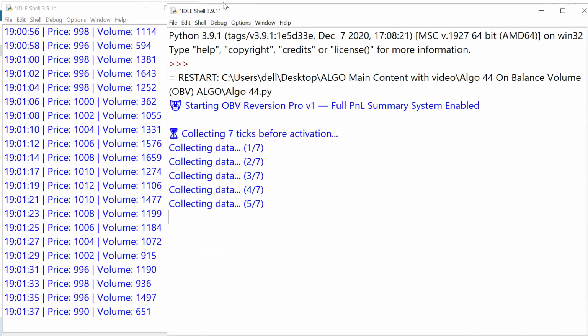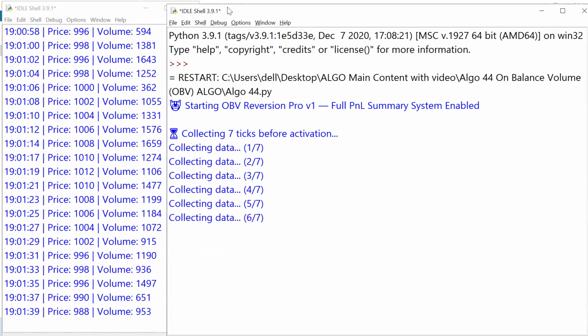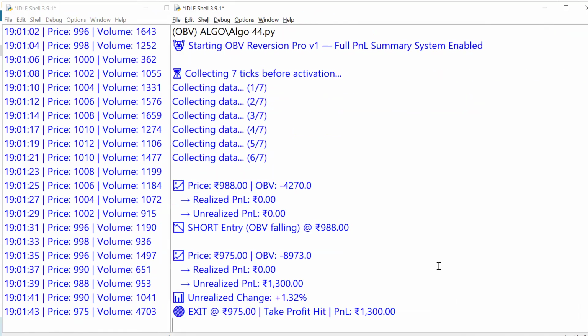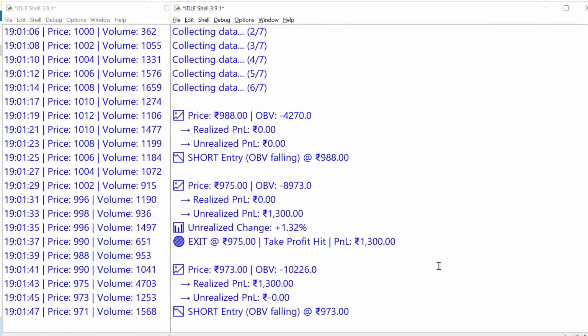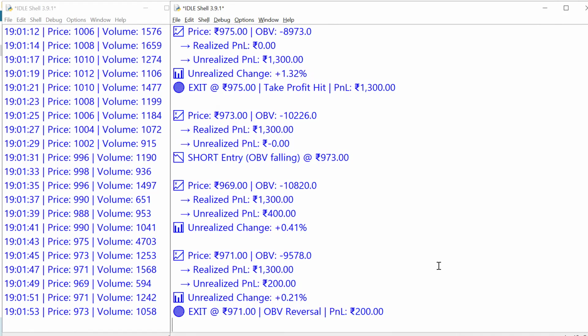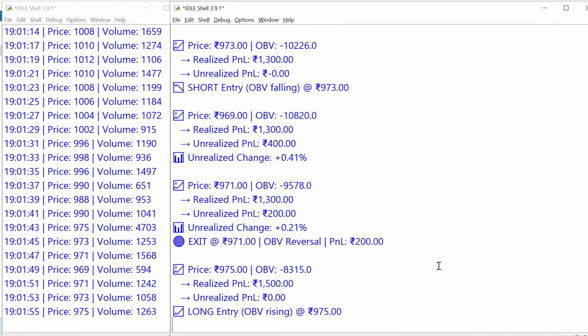Okay, so now this is my algo which is running, and this is the price. Because the OBV is falling, we got the short entry. We book the profit also. It's happening so fast. Okay, OBV is negative, so we exit also. Great, it's happening so fast.